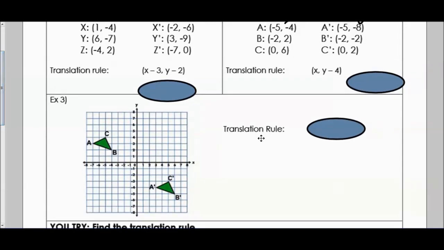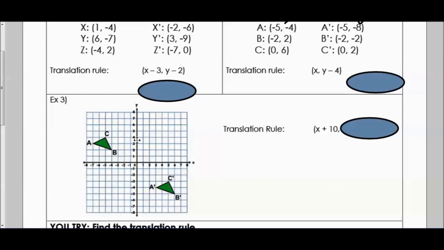When we're looking at a picture, we're looking at what's changing in the x values. So I would just pick one of these to look at. I'm going to look at point A. It's starting at -7 in the x direction, and going up to 3. So I know it has to jump 7 to get to 0, and then it's got to jump 3 more. So 7 plus 3, that's adding 10. It's jumping 10 to the right.